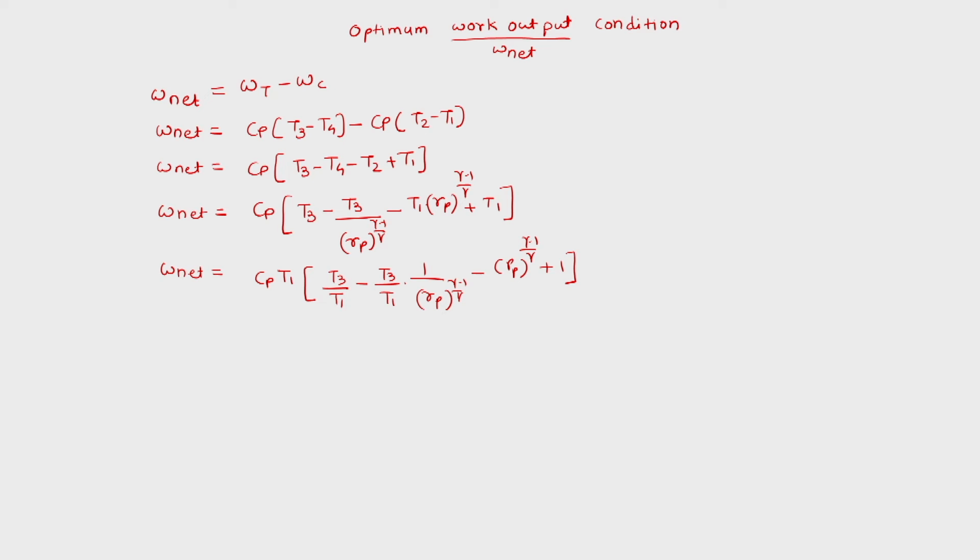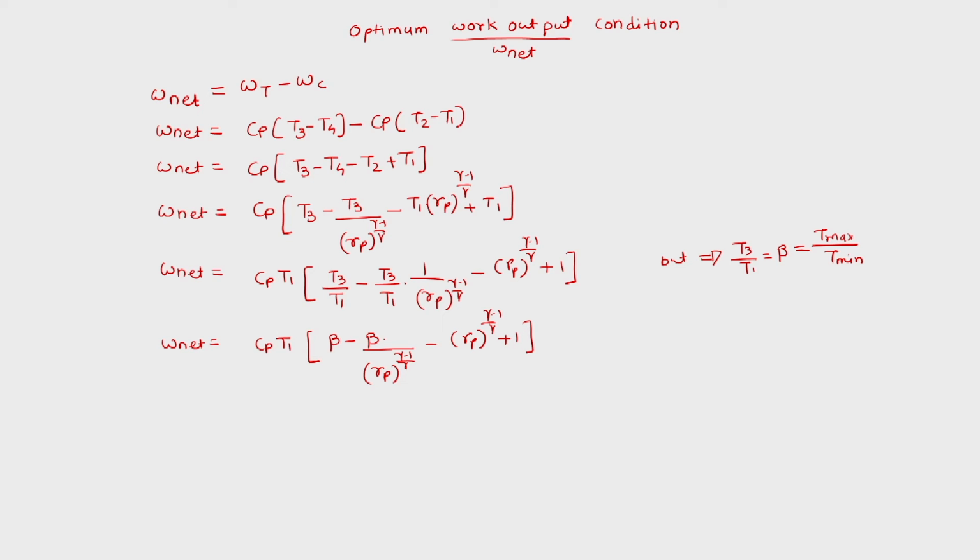Now we will use the term which we had already used: T3 by T1 is beta, which is T max upon T min. This is the design constraint. Once this constraint is known, we can write W net is equal to Cp T1 times [beta minus beta upon Rp raised to (gamma minus 1) upon gamma, minus Rp raised to (gamma minus 1) upon gamma, plus 1].